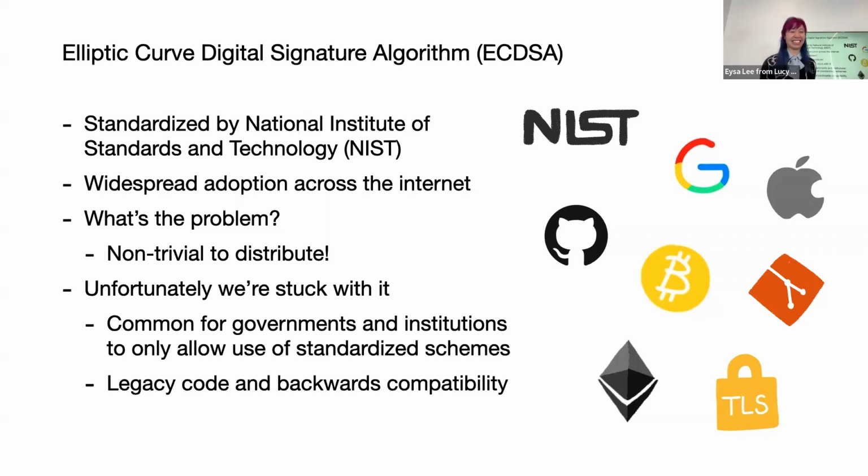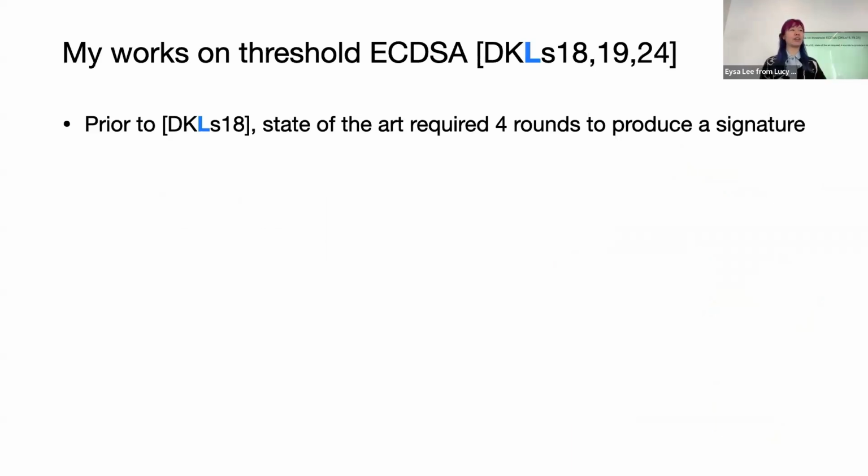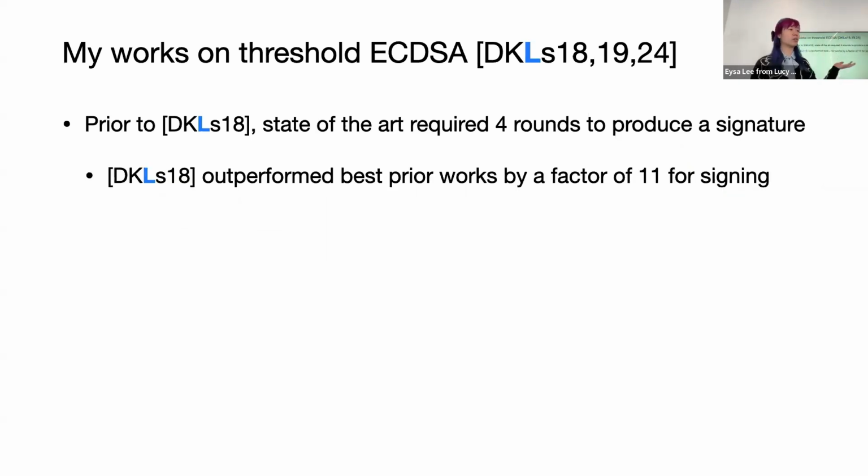It's totally fine. Yeah, so we have this problem of legacy code, and this is used in a ton of places. So obviously, if we want to protect these keys, we want to use things that are actually used in practice. And so my work is on threshold ECDSA, same group of authors. I love them a lot. Prior to my first work, the state-of-the-art required 4 rounds to produce a signature, and it took a fair amount of time. Our work outperformed this best prior work by a factor of 11 for producing a signature.